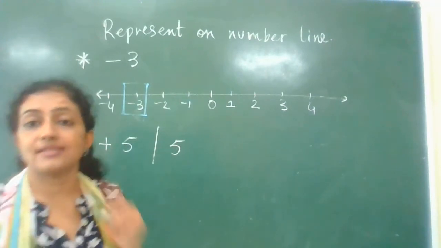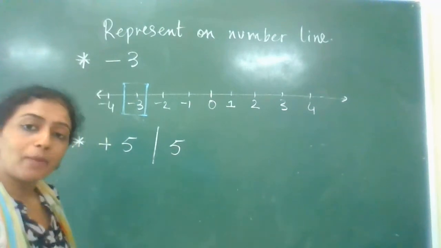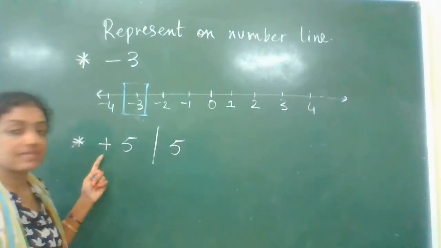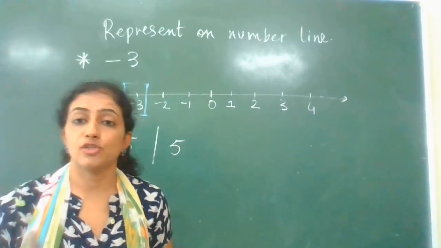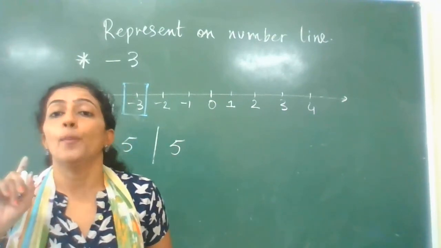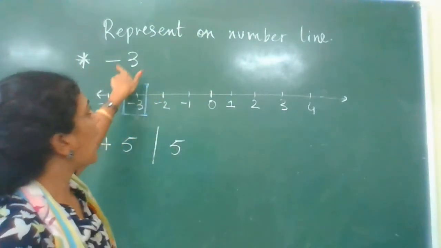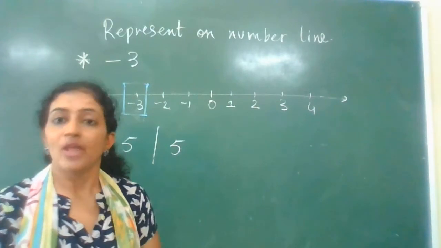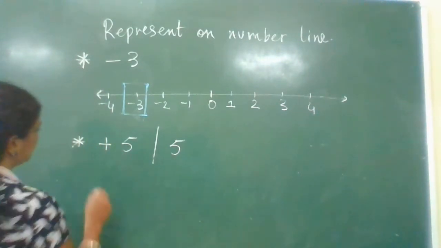Since you are just starting to learn, for your better understanding we are putting this plus sign. Otherwise always remember, if there is no sign it is a positive integer. For a negative integer you will have the minus sign. Okay, so now let's show this plus 5 on the number line.